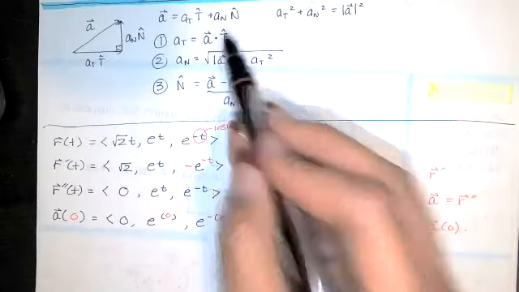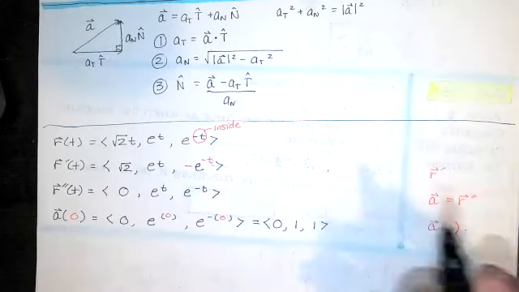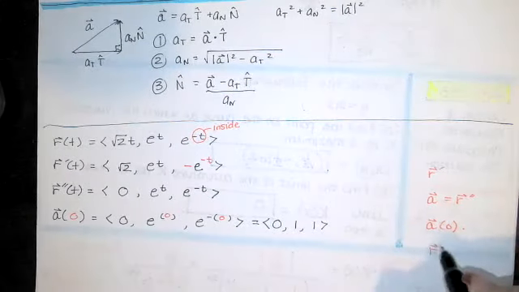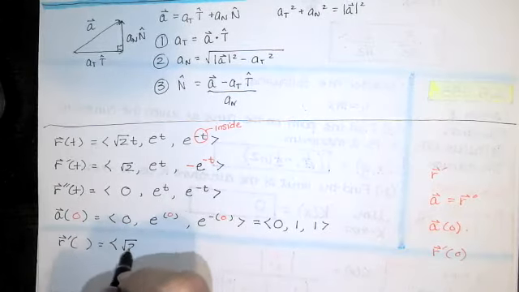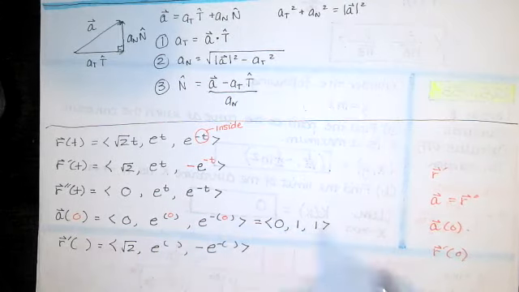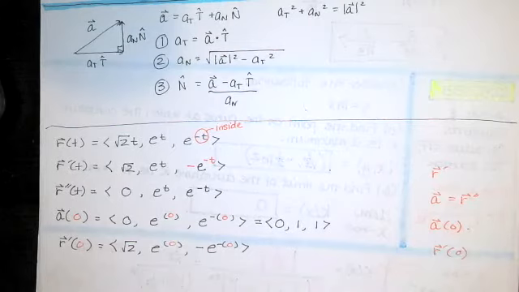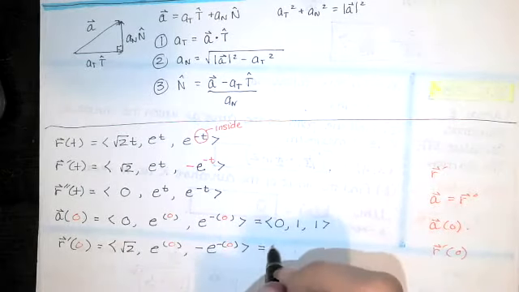In order to find t hat, and I'm interested in it at t equals 0, I will next find r prime of 0. So that will give me the tangent vector at t equals 0. Again, just replacing t with 0, and then simplifying. e to the 0 is 1.